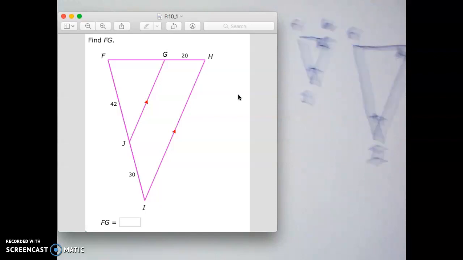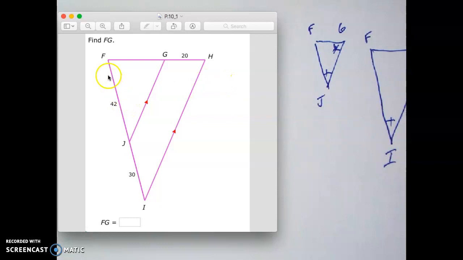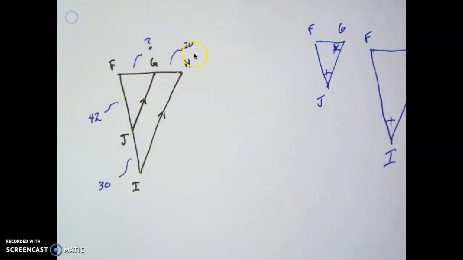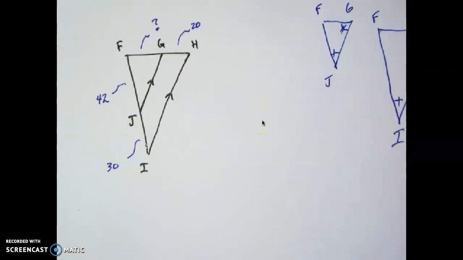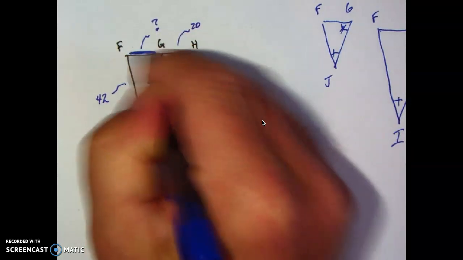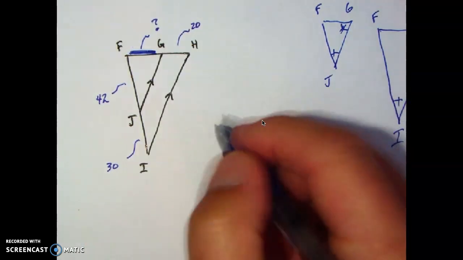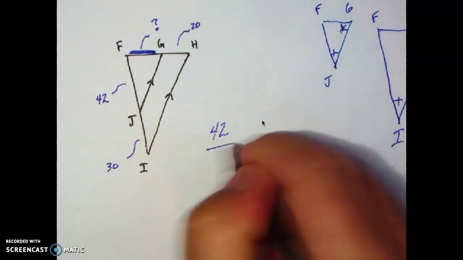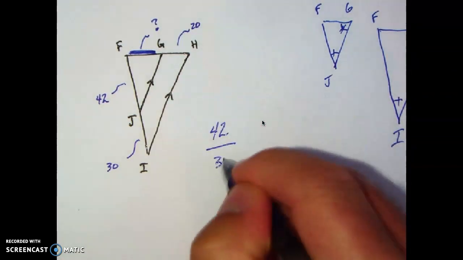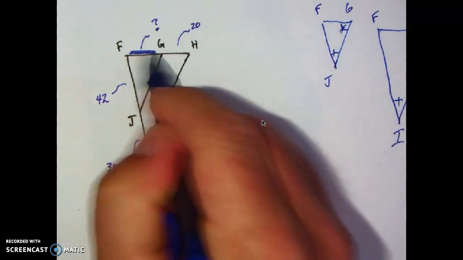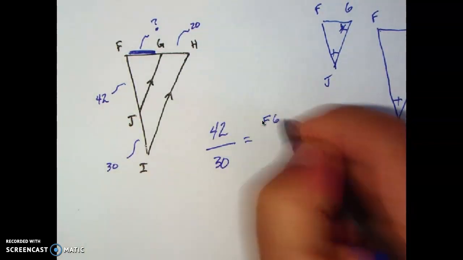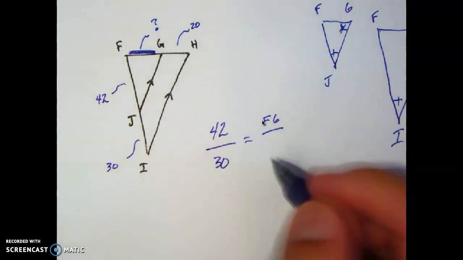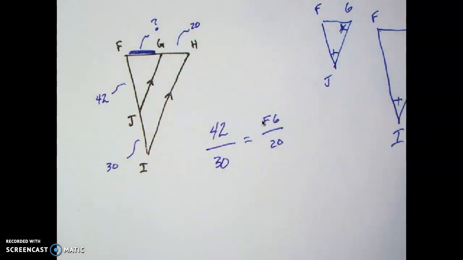But there's something else going on as well. And that is that these sides, FI and FH, are being cut proportionally. So another way we could solve this, it's a little bit of a shortcut. If this is my unknown that we are looking for, we could set up a proportion that 42 over 30 would be equal to our unknown here, segment FG, over 20, and solve it that way.